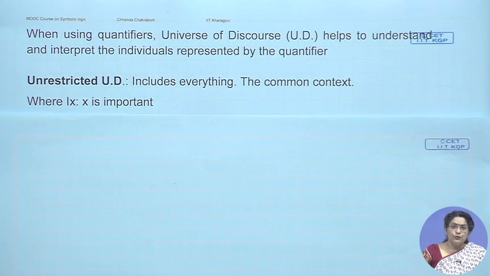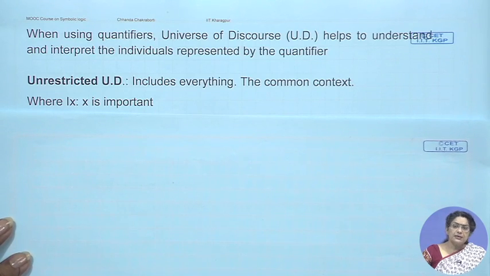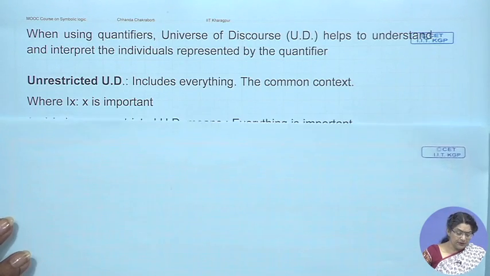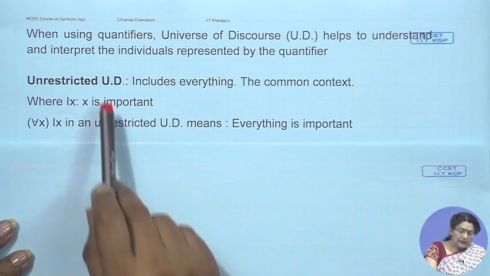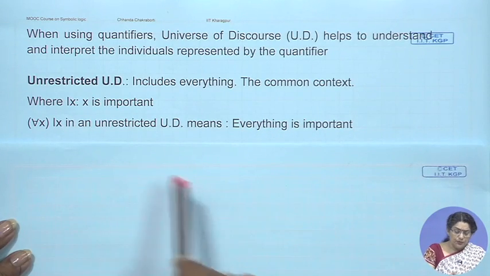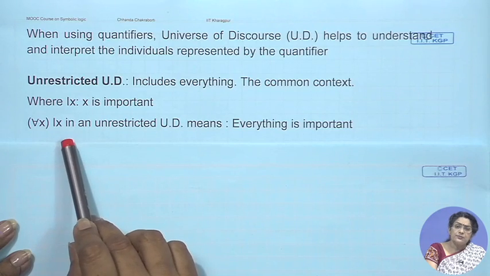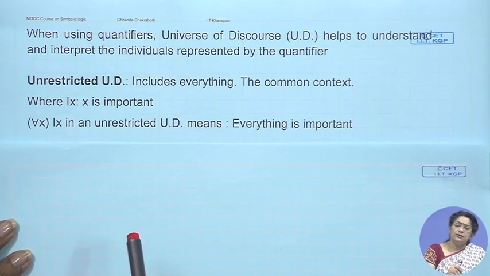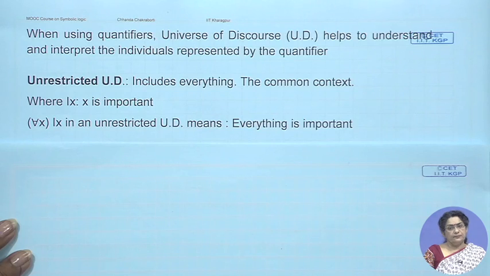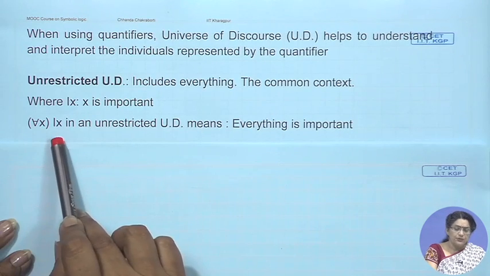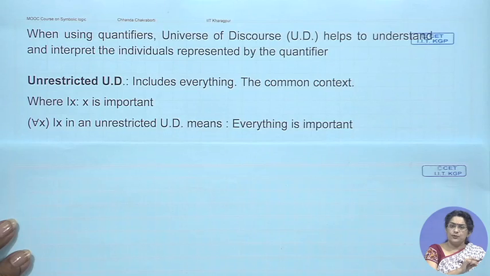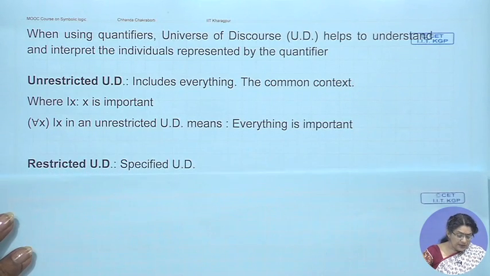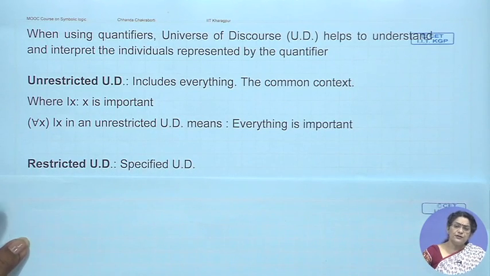For example, let me show you how it works, where Ix is the predicate letter for x is important. Then in that unrestricted UD, where there is no bar, for all x, Ix means everything in that UD is important, right? Everything. This is what you are saying. Everything is important. Now, if we restrict it, we can artificially restrict the UD, saying that I am only talking about this. I am only talking about certain things, right? That you can do also.